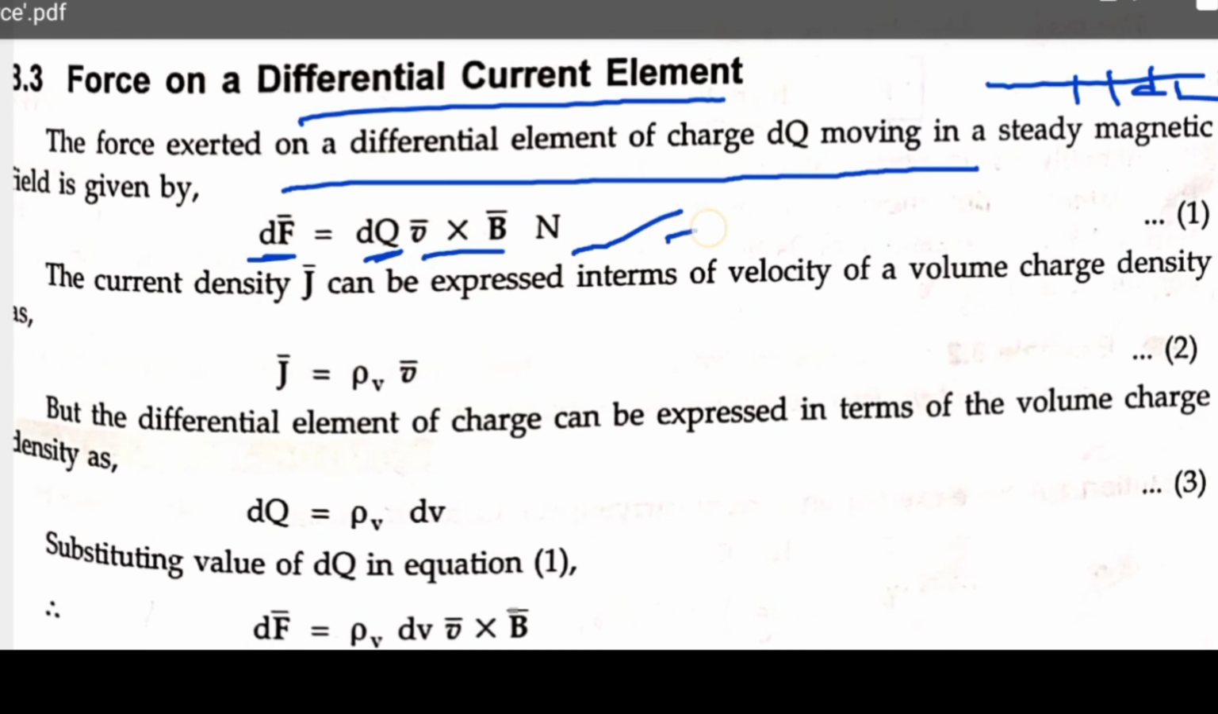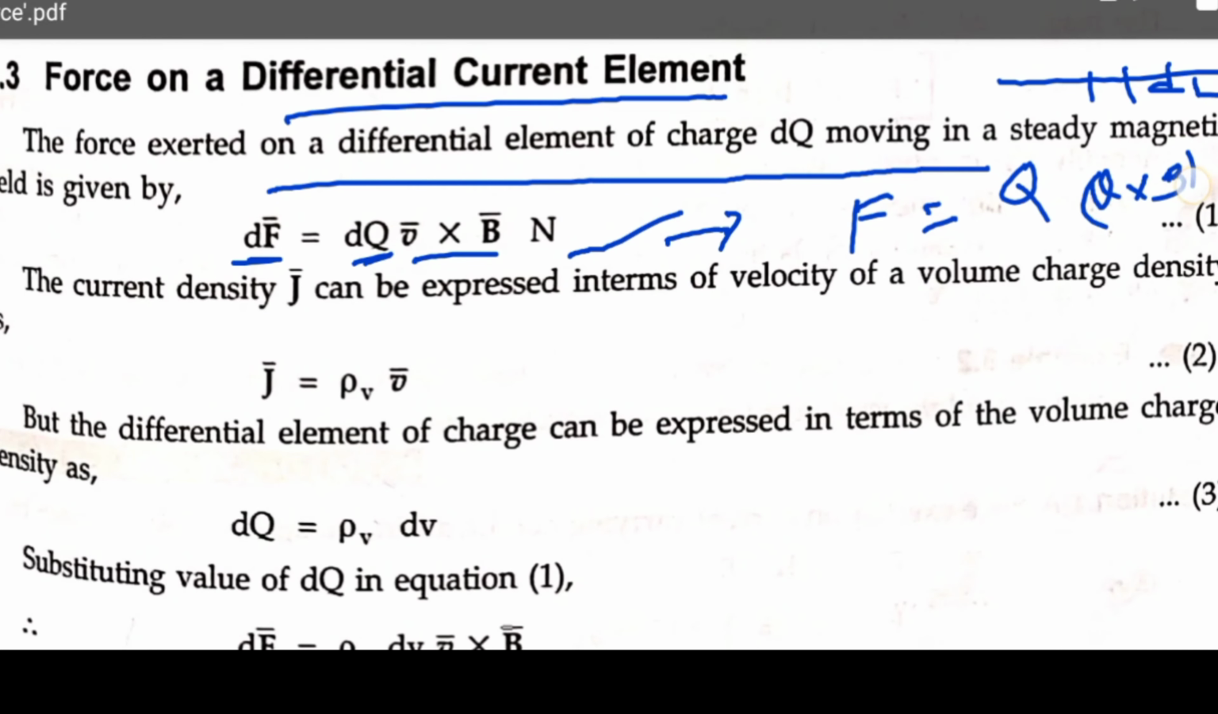Previously, what was the Lorentz force equation? F equal to q into v cross B. That is the Lorentz force equation. A differential force will be created on a differential element.